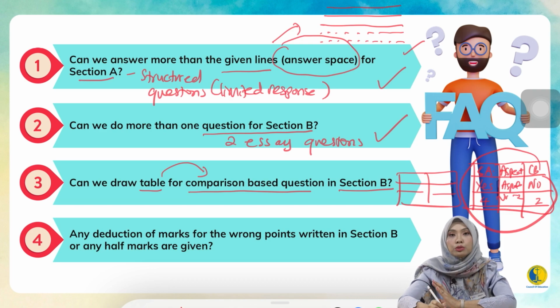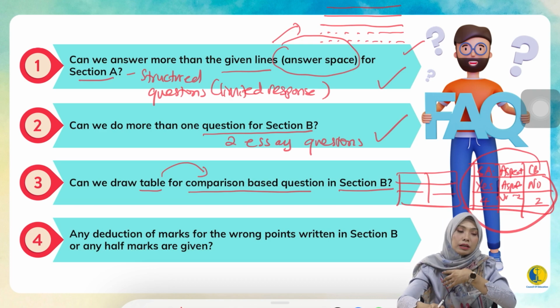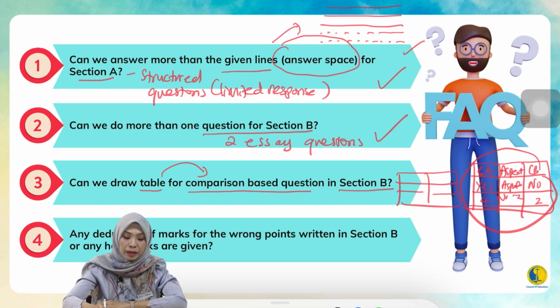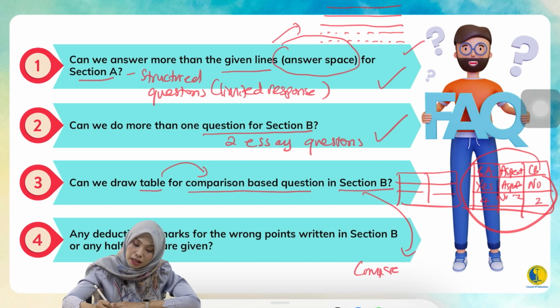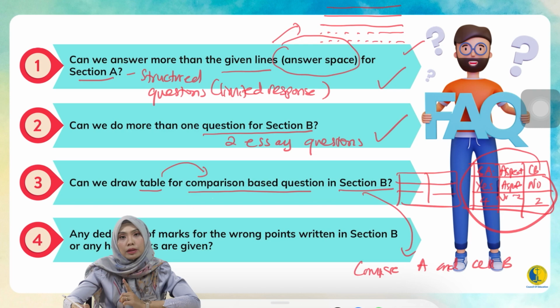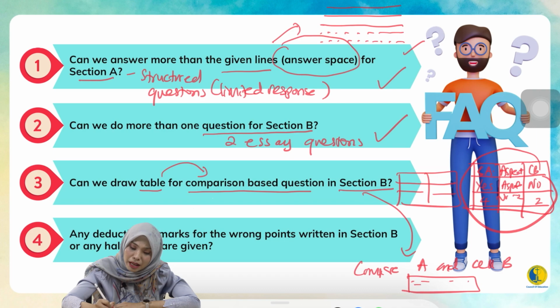But if you don't want to use a table, you prefer to write down in essay, so what you should do, this happened last time. Okay, compare cell A and cell B. Okay, this is something that you need to be careful. Please avoid this. Okay, do not write down 1 paragraph, the whole paragraph of cell A, and after that, only the second paragraph for cell B.